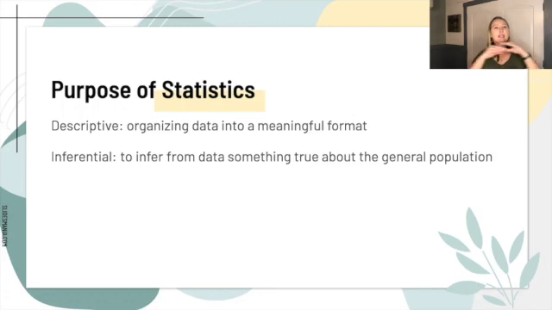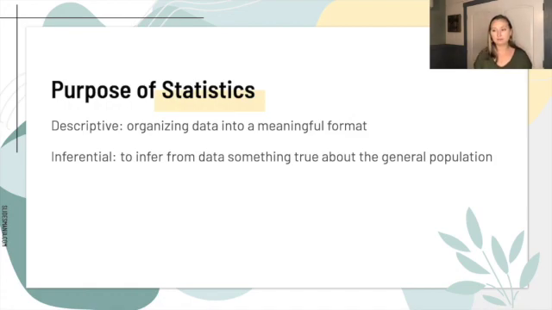You are taking the data and just organizing it into a meaningful format. Whether that's a bell curve, a histogram, or even a pie chart, you are just organizing the data into a format that's easy to use. You're not doing anything with the data. You're not interpreting it. You're not saying, well, this data means such and such. That's not descriptive statistics.